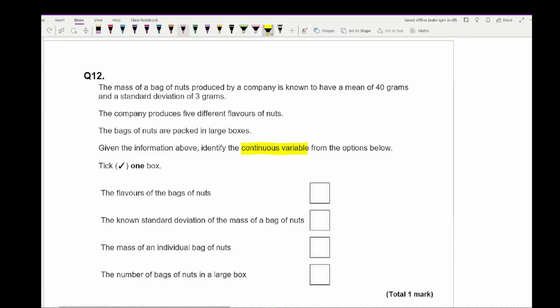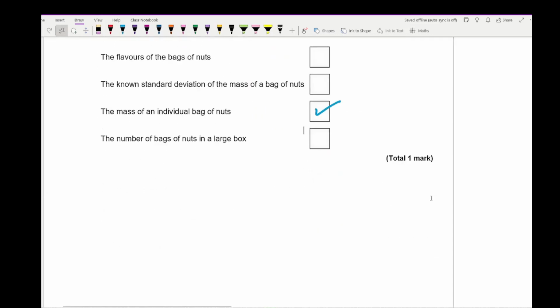So for the options, flavours of bags of nuts is going to be more qualitative data, where it's actually names. The standard deviation of mass, we already know is 3, so that's not going to represent continuous data. The mass of the individual bags is going to be continuous data. And the number of bags, you can't have 0.3264 of a bag, so that's why the last one is not representative of a continuous variable.